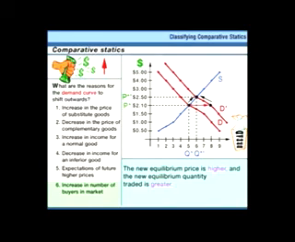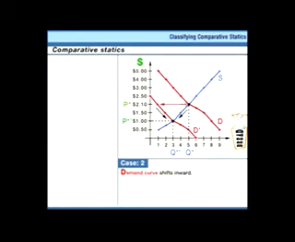Let's consider now case number two. Case number two is the case of an inward shift in the demand curve. If the demand curve shifts inwards, then at the original price, we have now an excess supply of bread.